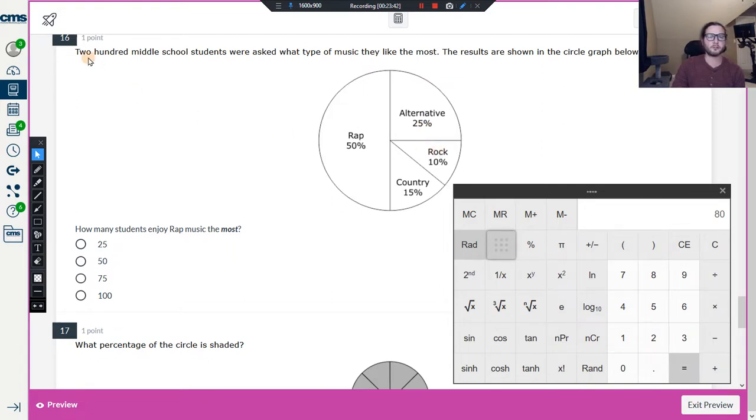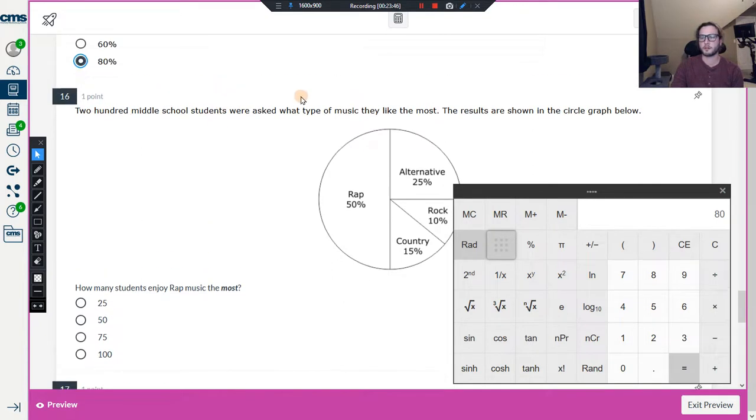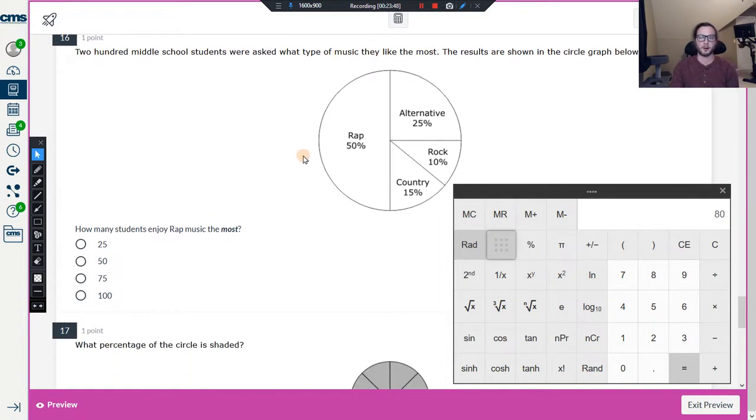It says 200 middle school students were asked what type of music they liked most. The results are shown in the circle graph below. It says rap 50%, alternative 25%, rock 10%, and country 15%. How many students enjoy rap music the most?